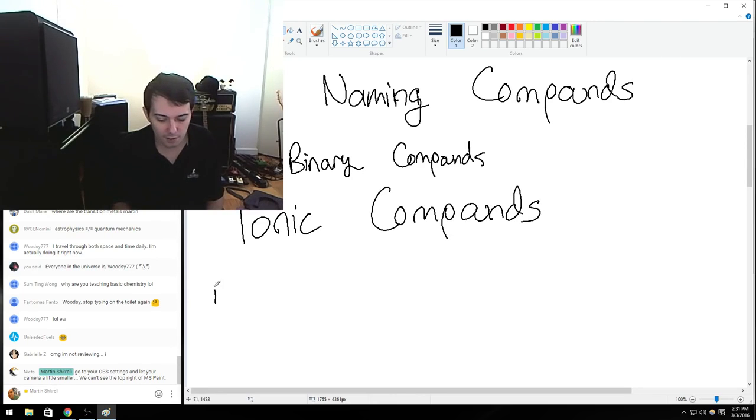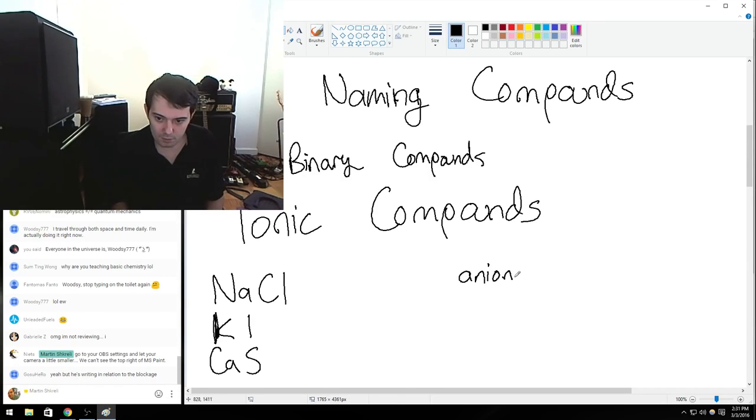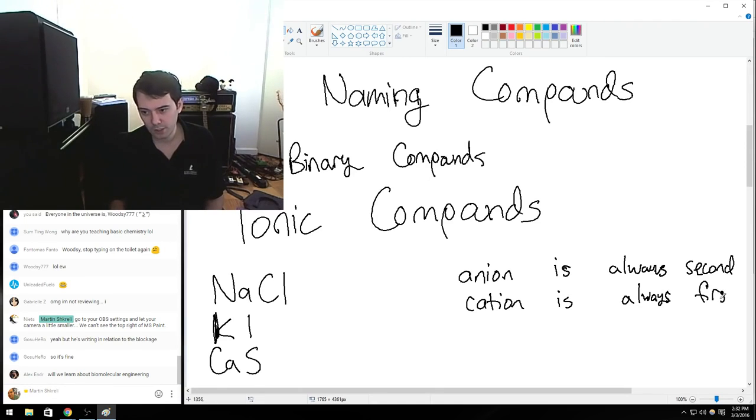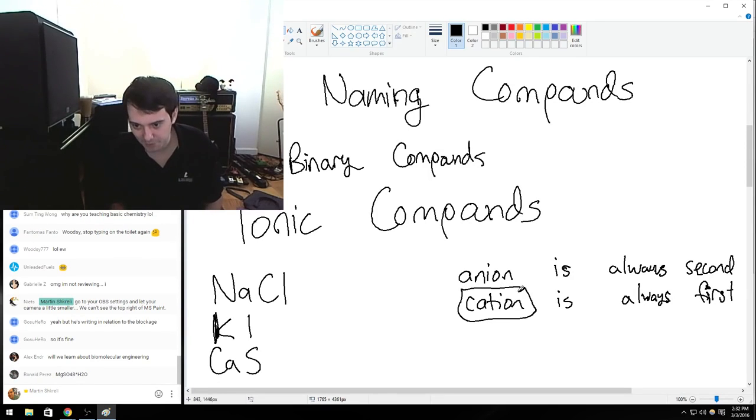So if you have something like NaCl or KI or something like that, CaS, the anion is always second in naming, and the cation is always first. And remember, the way we can tell which one is which, you maybe say, "Hard, I barely know what a cation and anion is. I know cations are positively charged. An anion is negatively charged, but I'm so confused, help me." No, you don't have to be confused.